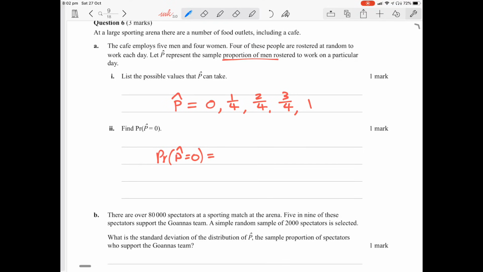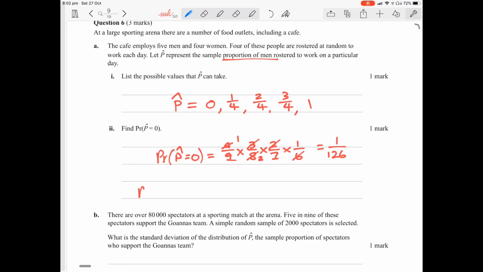Okay, so the first person, we've got 4 women to choose from out of 9. Then we've got 3 out of 8. Then 2 out of 7. And then 1 out of 6. They'll cancel. That'll be a 2. That'll be a 1. So we get 1 on 9 sevens are 63 times 2 is 126.